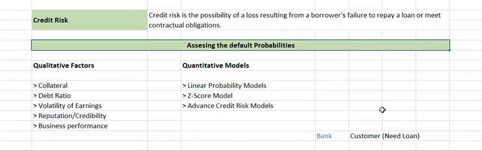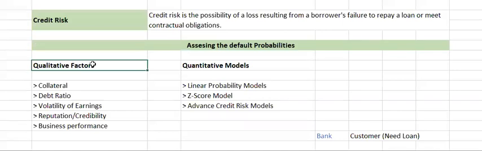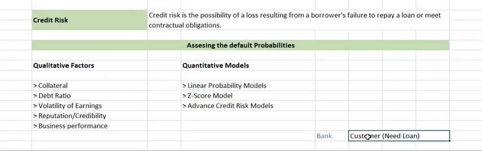So there are different factors which affect credit risk. First of all, I'll discuss some qualitative factors. In this lecture, I'll assume myself to be a banker, and on the other hand, I have one customer who wants to take a loan. In this scenario, I'll discuss the credit risk of this customer.